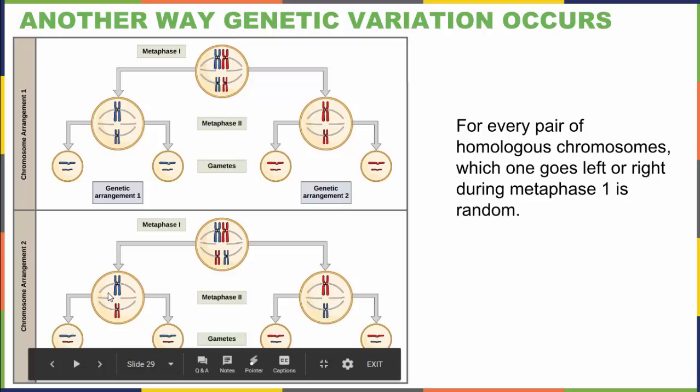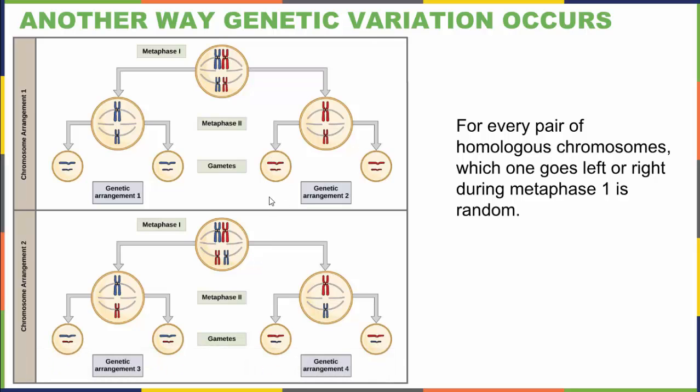So now we have big blue paired with little red, and these two ended up being big red paired with little blue. Each of these is equally as likely. So for each pair of homologous chromosomes, and remember there's 23, this is just showing 2 here, but for all 23 homologous pairs of chromosomes, whether the father version goes left and the mother version goes right, or whether the mother version goes left and the father version goes right, is just 50-50.